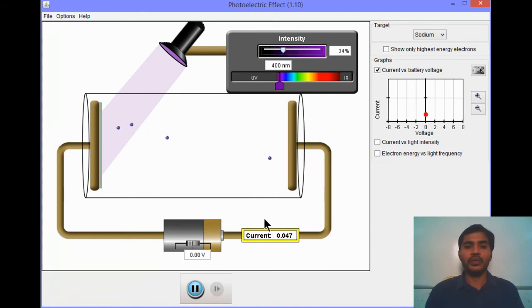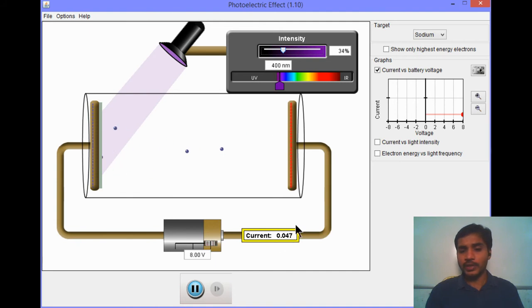Okay, now let's see what happens if I change the voltage of this battery. If I make it more positive, what is going to happen? If I increase the voltage of this battery, you can see that the electrons are now moving faster. The voltage is now 3.2 volts. I'll increase it further and further, and I've made it 8 volts. When I made it 8 volts, the electrons are moving very fast.